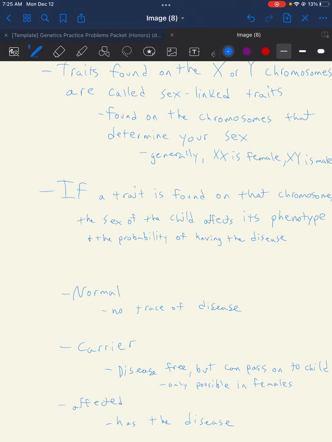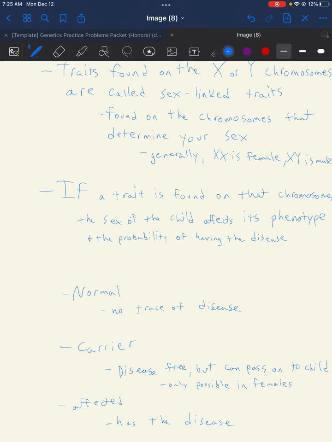So normal would be no trace of disease. For color blindness, it'd be myself. I do not have color blindness. I am not colorblind. Affected would be my Uncle Gary. He was red-green colorblind. The X that he received from his mother had the red-green colorblind allele on it. And being a male, he only received that one X. Therefore, he couldn't be a carrier. He was affected by it.